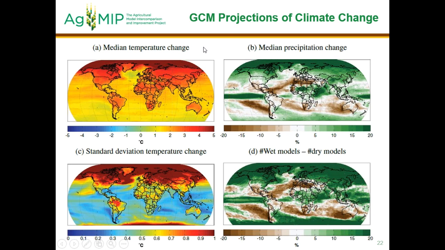And I think people have seen these before. The top two plots here are the median temperature change and the median precipitation change from 20 different GCMs in CMIP5 from RCP 8.5. I believe this is the end of the century. All right, I'll have to double check on that. It's either the middle of the century or the end of the century.